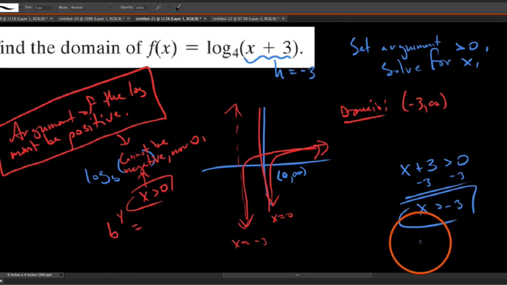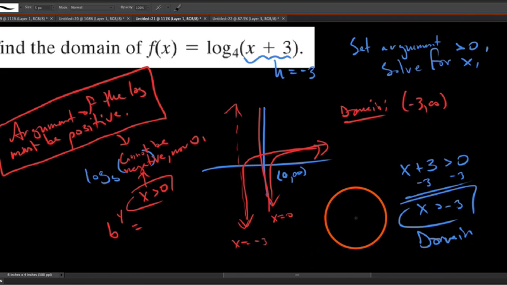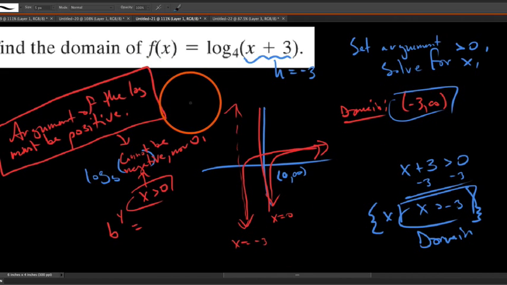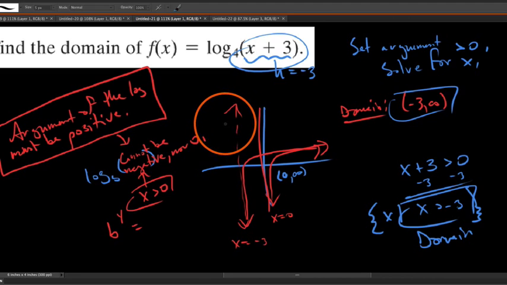So this right here we're going to designate is our domain, and it's almost in set builder notation. We would say all x values such that x is greater than -3 here. But we'd say, of course, that's the same domain that we identified visually. So domain of a logarithmic function, always where the argument is positive. And sketching these things, well, just sketch the parent function first and then we'll transform it. Cheers.